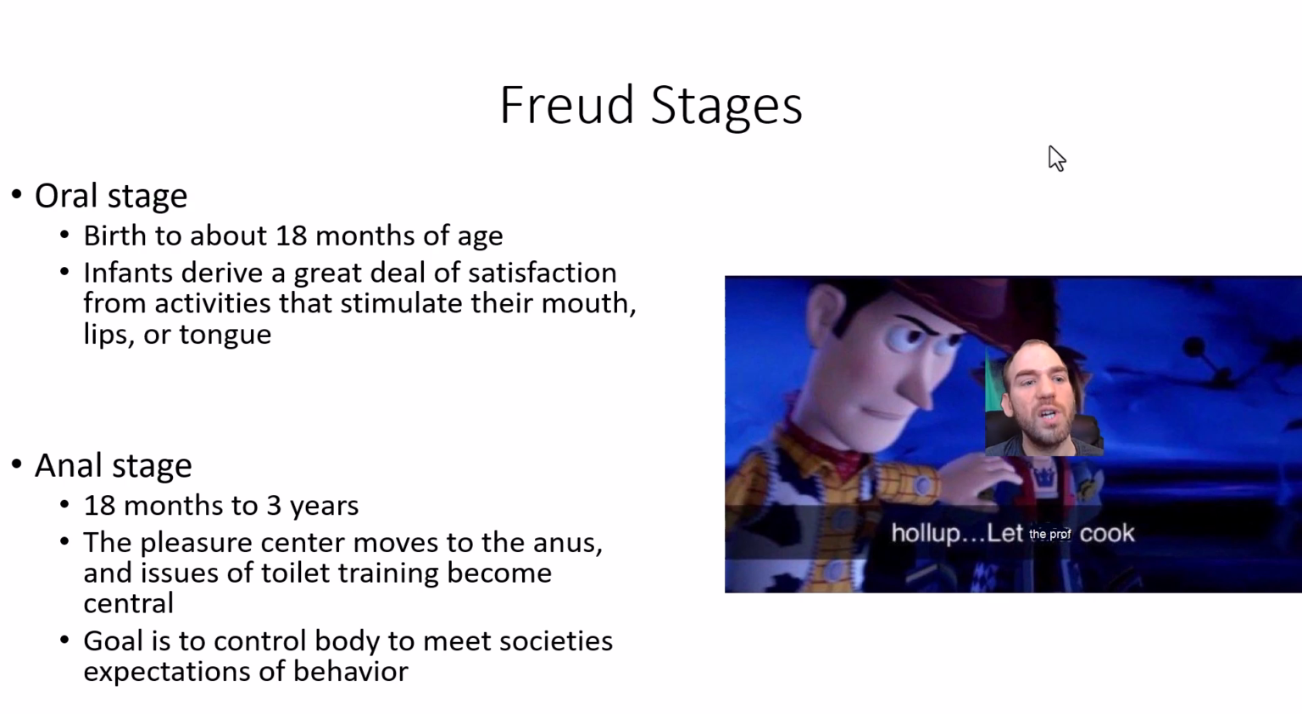Beginning with the oral stage, which occurs between birth to about 18 months of age. Freud argued that infants derive a great deal of satisfaction from activities that stimulate their mouth, lips, or tongue. Anal stage, ranging from 18 months to 3 years. The pleasure center moves to the anus, and issues of toilet training become central. The goal is to control the body to meet society's expectations of behavior.